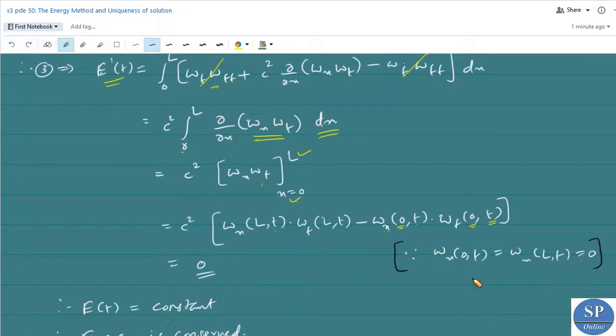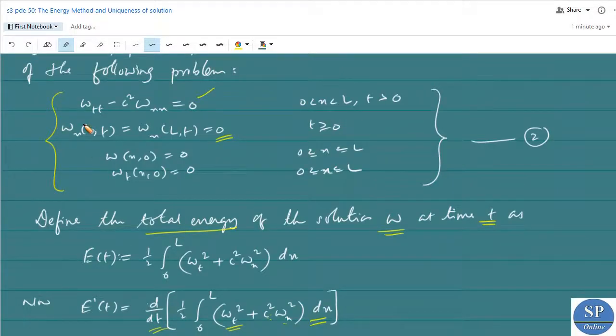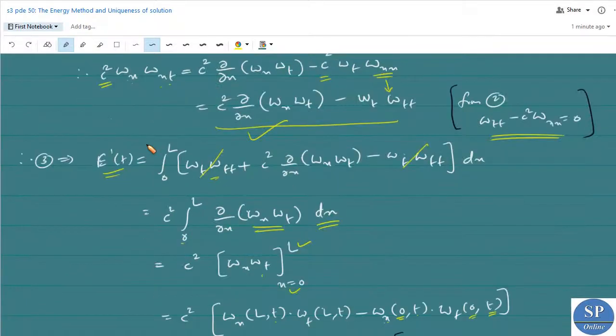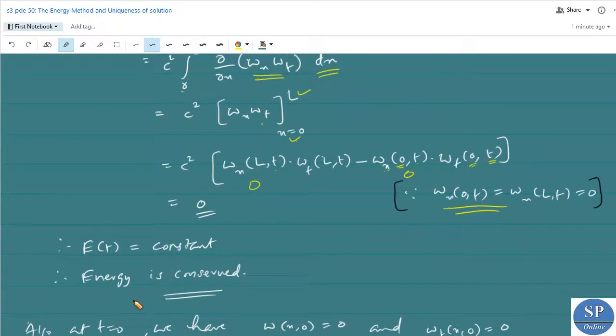But by the boundary conditions of problem 2, Wx of 0 comma t equals Wx of L comma t equals 0. Since Wx is 0 at both ends, both terms vanish. So we have E dash of t equal to 0, which means E is a constant. That is, the total energy is a constant, which means energy is conserved.